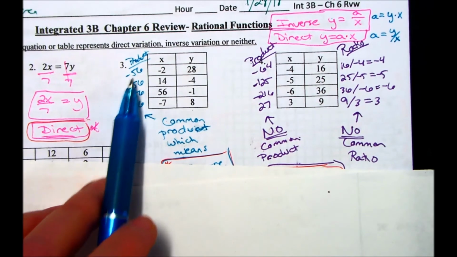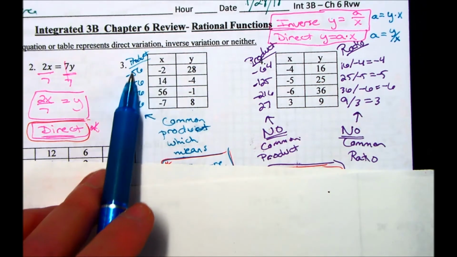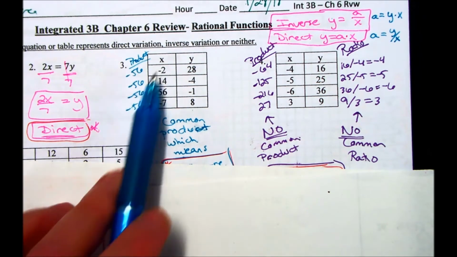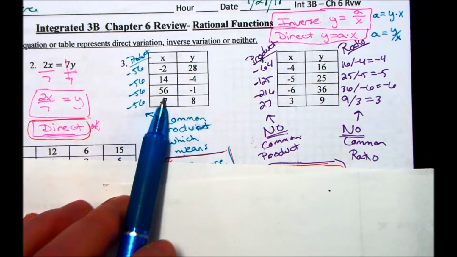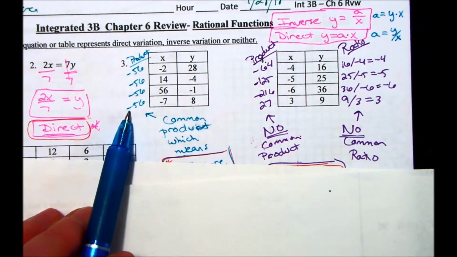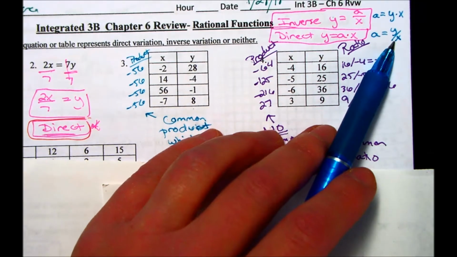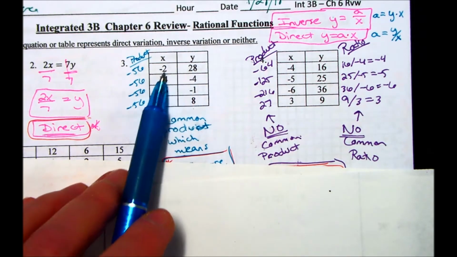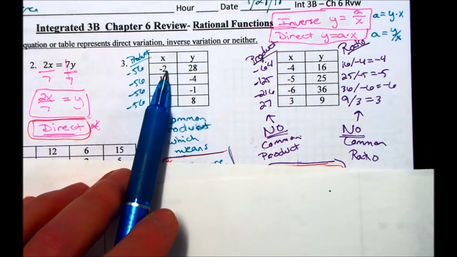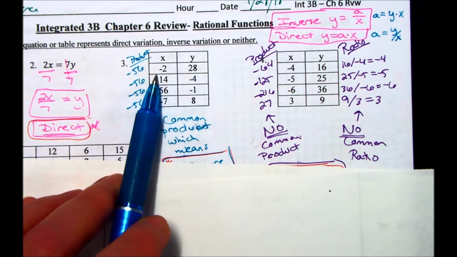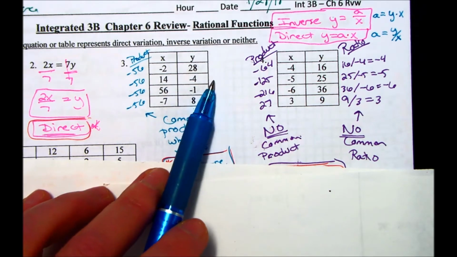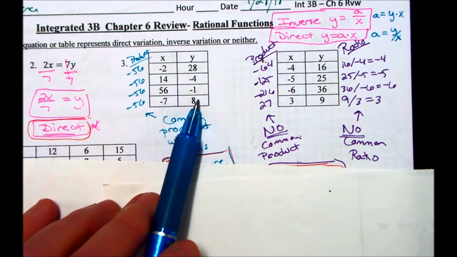So if you find the product y times x, you're going to get -56 every time. If you look at your table and multiply x and y values together, you get what we call a constant product. If you were to divide the y by the x, 28 divided by -2 would be -14. -4 divided by 14 would be -2/7. So the ratio would not be the same.